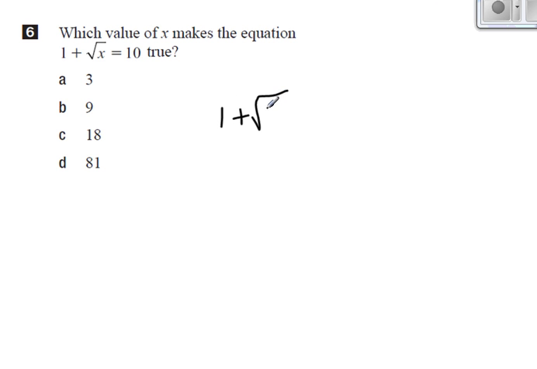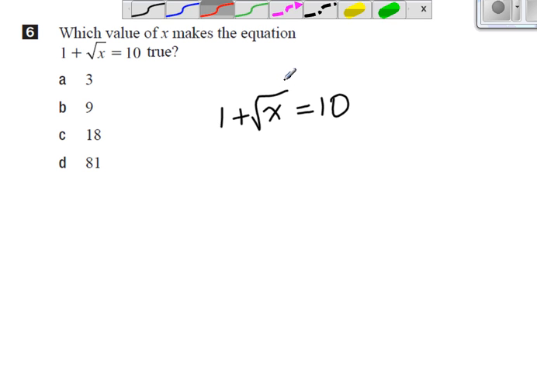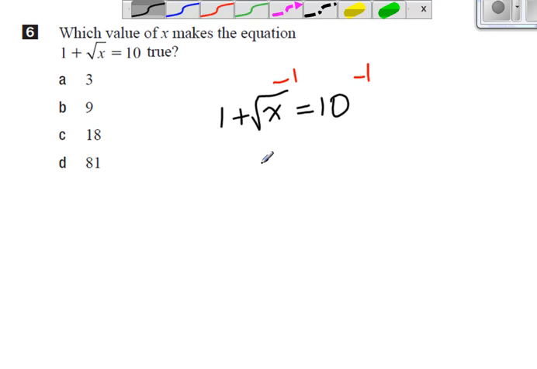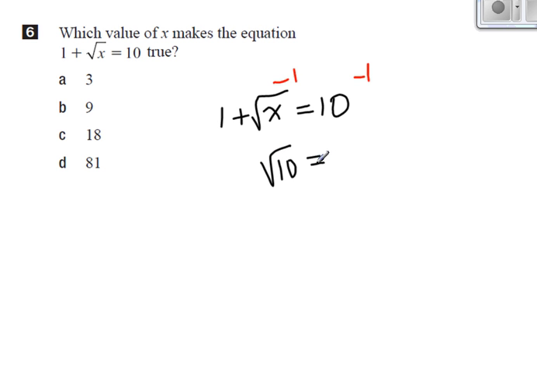You remember a unit we did called equation solving. And in equation solving, the goal was to isolate the variable. And so, for example, I need to get rid of positive 1. To get rid of positive 1, I'm going to subtract 1 on both sides of the equation. That's going to give me square root x, and here, 10 minus 1 is 9.